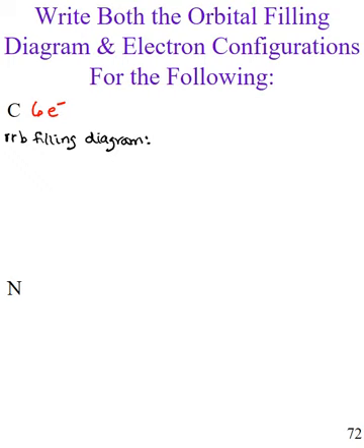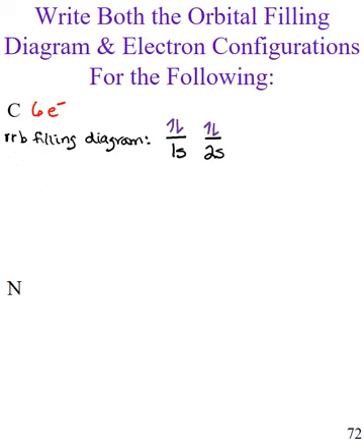Alright, so now I can start my orbital filling diagram. The first energy subshell is the 1s. The 1s has one orbital, and I'll put in 2 electrons there. So far I've used up 2. The next orbital is the 2s. The 2s has one orbital as well, and because each orbital can hold 2 electrons, I'll put 2 in there. So far I've used 4.